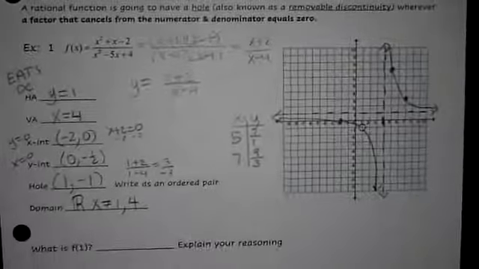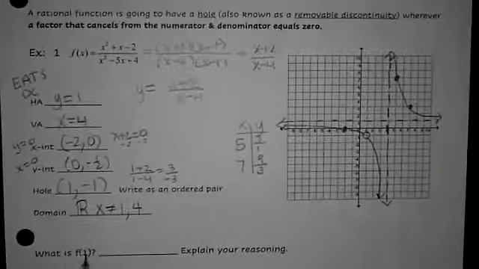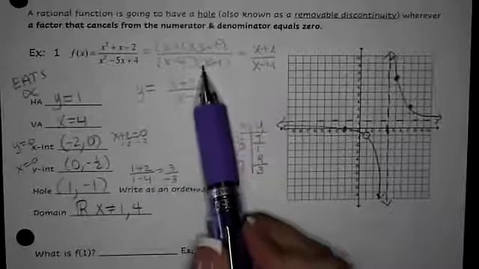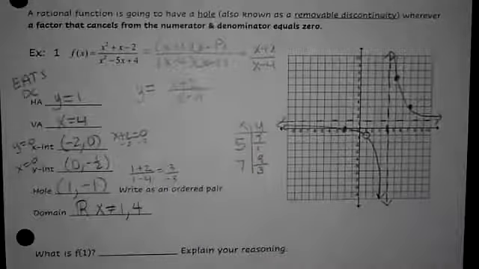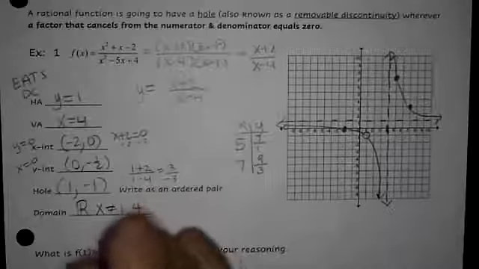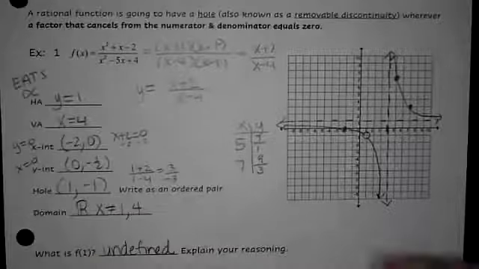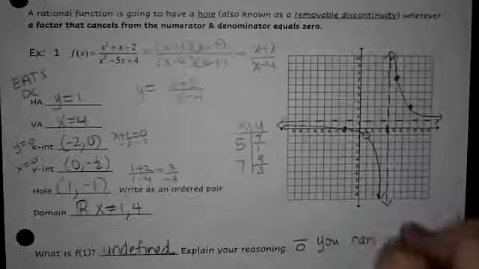All right, on this next part, it says, what is f of 1? And explain your reasoning. 1 we said was undefined there, because when I plug in 1 here, 1 minus 1 would make this denominator 0. 0 times anything is 0, so it gives us a 0 in the denominator. So this is considered undefined, because it puts a 0 in our denominator, and you cannot divide by 0.